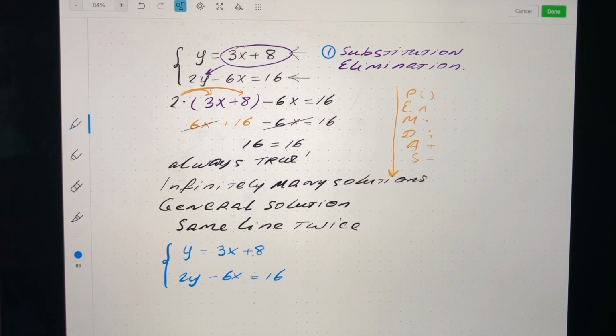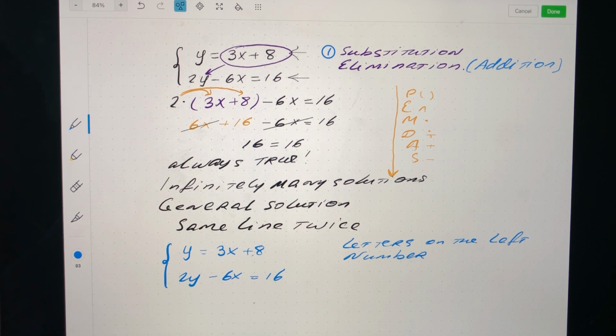So for elimination, we will add, right? Elimination is also known as addition. So we will add the terms in the two equations together, and we add it in such a way that one of the variables, one of the letters, has to cancel off. So to do this, when we use elimination, we always write the equation in such a way that all the letters are on one side, usually on the left, and the numbers, the last number, the constant, is on the right.